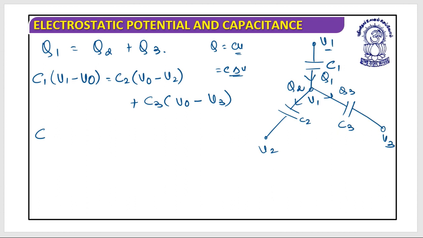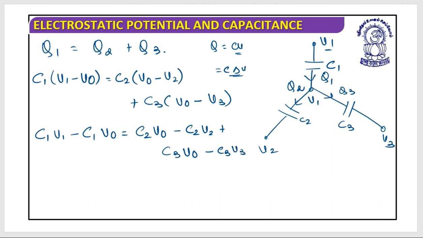So the things will be C1 V1 minus C1 into V0. This is equal to C2 V0 minus C2 V2 plus C3 into V0 minus C3 into V3. I hope this is clear. So what I can write is C1 V1. This minus C2 V2 has been shifted to this side. It's plus C2 V2. This minus C3 V3 has been shifted to this side. It's plus C3 V3.